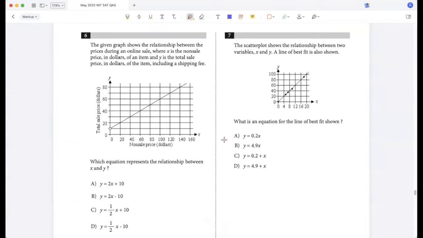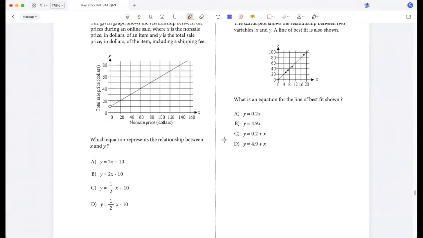The given graph shows the relationship between the prices during an online sale, where x is the non-sale price of an item and y is the total sale price of the item including a shipping fee. Which equation represents the relationship between x and y? You can see that the y-intercept is 10. So if we use y equals mx plus c, then option B and option D can be eliminated. To find the slope, we can use (0, 10) and (20, 20). So m would be 10 by 20, which is half. So it is half x plus 10, option C.